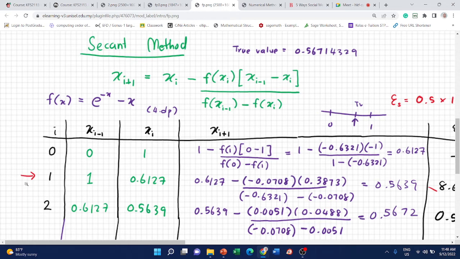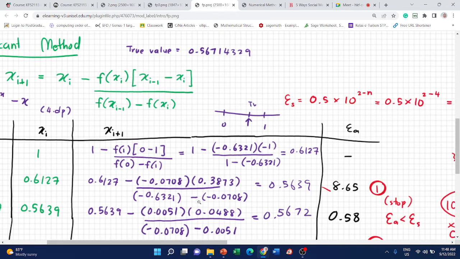Okay, so you will still get convergence in the calculations. At the second row, you use 1 and 0.6127. So look properly, xi minus 1 is 1, xi is 0.6127. Okay, so the detail of the computation is here. At the second row I did not label everything F because it is very long. So I just directly show the number after computation, after the simplifications.